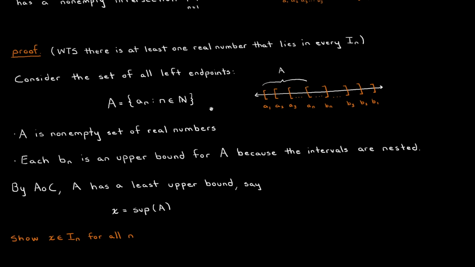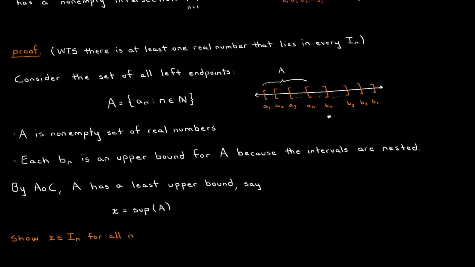Now there are two things to note about this set A. The first is that this set A is non-empty because, for example, a_1 is in A, which is the left endpoint of the first interval I_1. And moreover, all of the b's are an upper bound for A. If you look at this diagram, all of the b's, the right endpoints, happen to be upper bounds for A, and this is because the intervals are nested. Since the intervals are nested, the b's will always be to the right of all the a's. Therefore, since A is a non-empty set of real numbers which is bounded above, the axiom of completeness tells us that A must have a least upper bound. And so we can call x the least upper bound, or the supremum, of A.